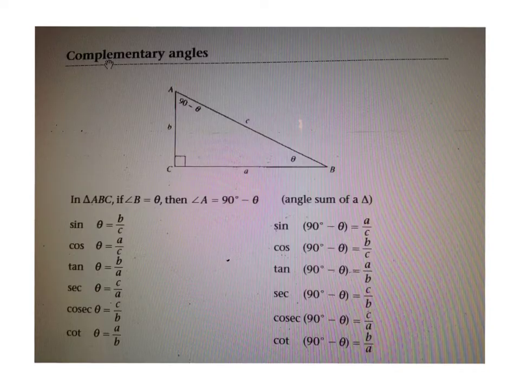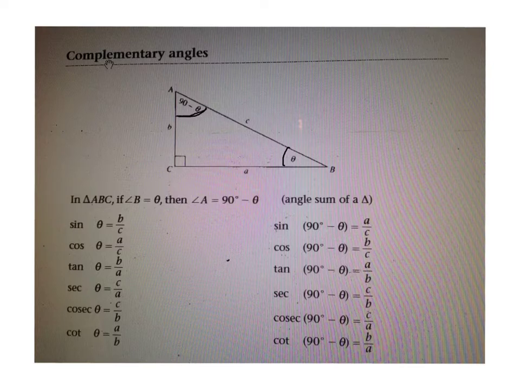Okay, now we move on to complementary angles. Now, you don't have to, you can remember these, there are a couple of ways of doing this. You can remember this triangle, right angle triangle. Now have a look. You've got a right angle triangle, the right angle at C, angle B is theta, alright, and this angle A is 90 minus theta.